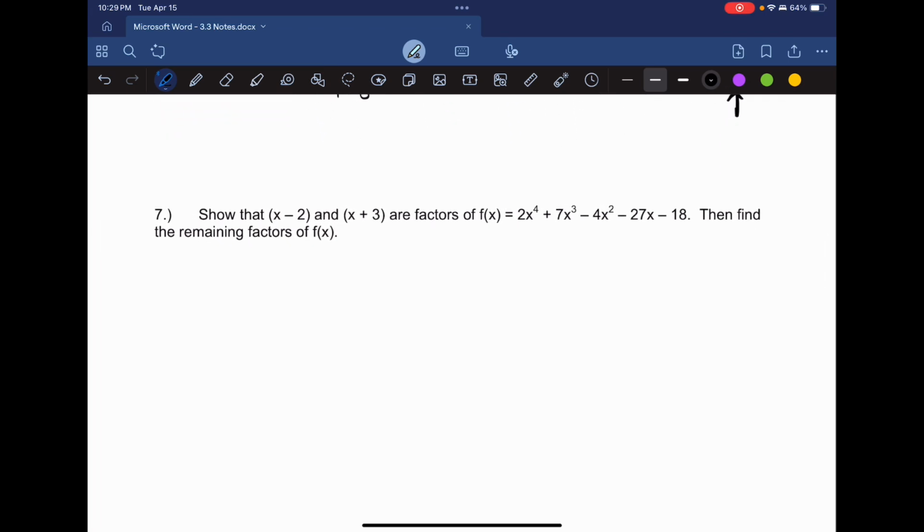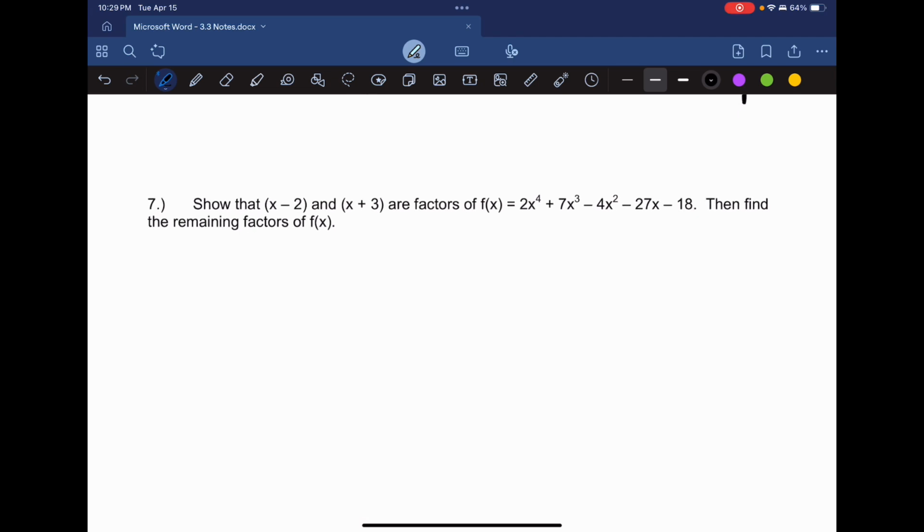And it's definitely easier to see with an example. So it says, show that x minus 2 and x plus 3 are factors of f of x. Okay, so in other words, we're going to test each of these factors. So the first one, the 0 in this situation would be 2. The second 0 we're going to have to test is negative 3. So let's do 2 first.